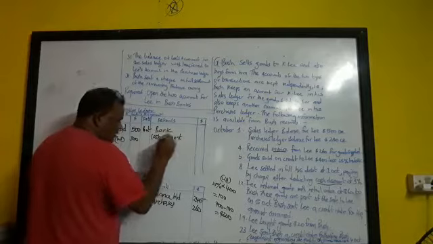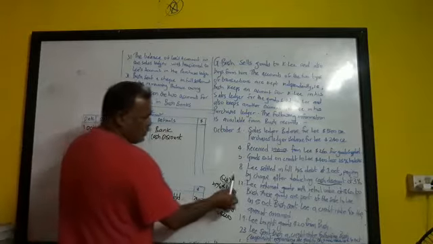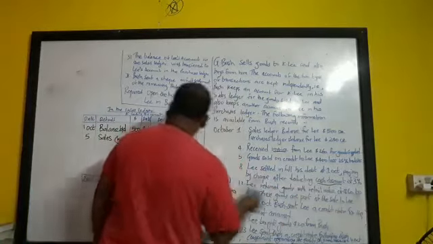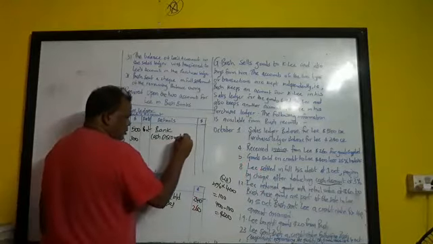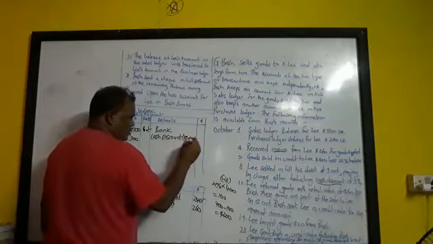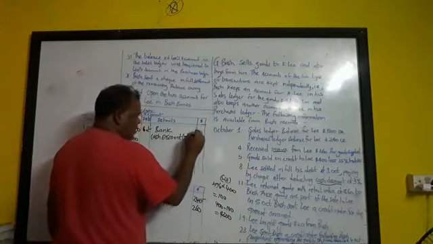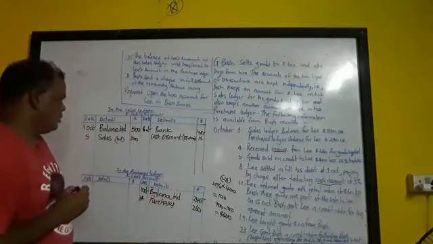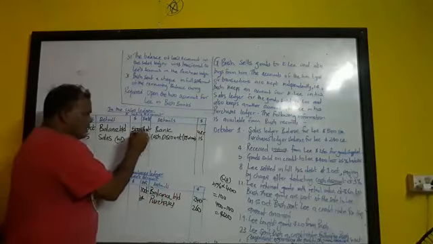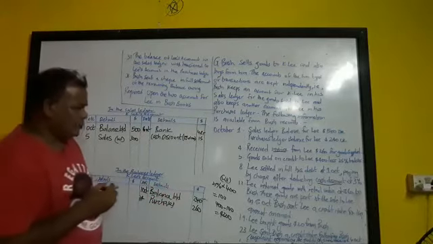So what is the cash discount? Cash discount is 3%. 3% of 500. This will give us 15. And then the difference is 485. So this is cash received from Lee.